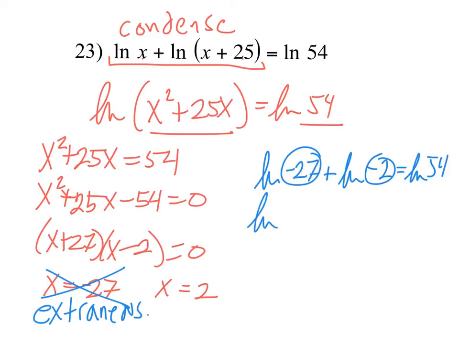For the other one, we get the natural log of 2 plus the natural log of 27 is equal to the natural log of 54. You can combine these. 2 times 27 is 54, and you get the same thing on both sides. That answer is good to go.